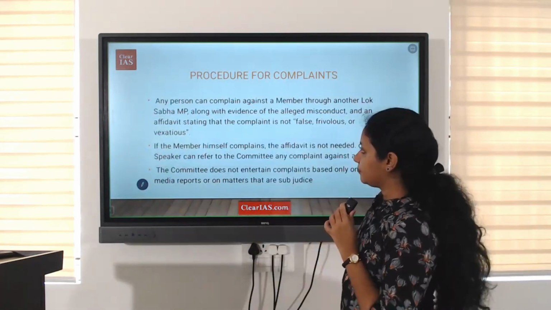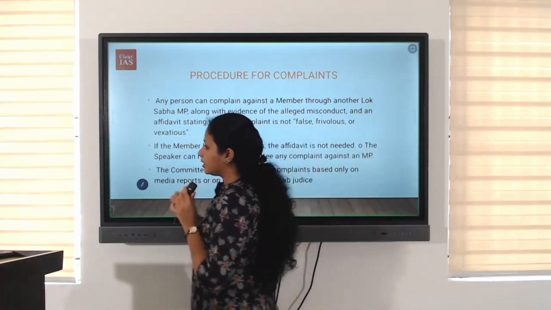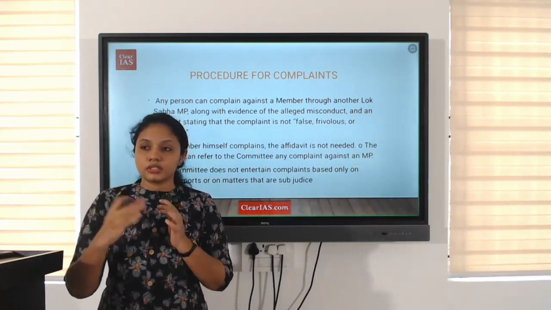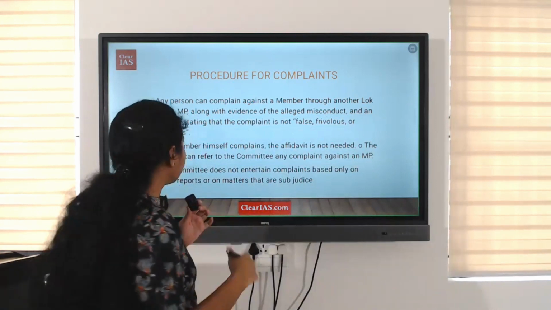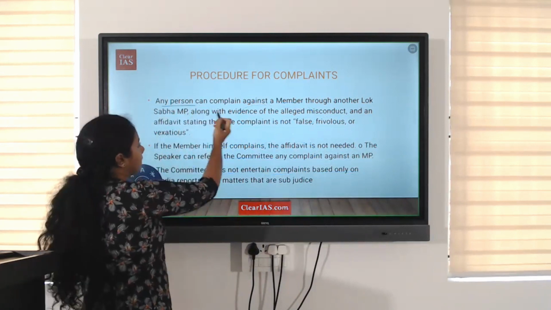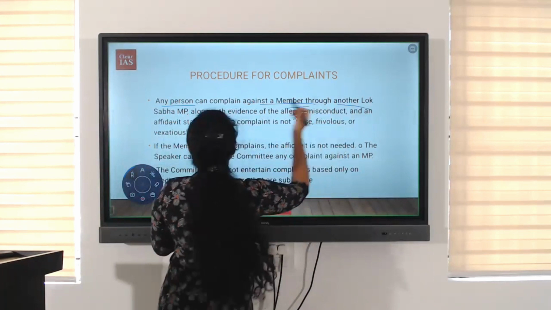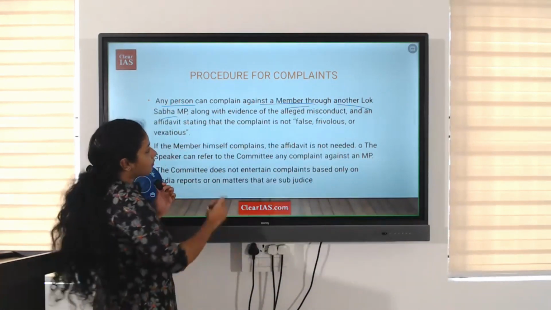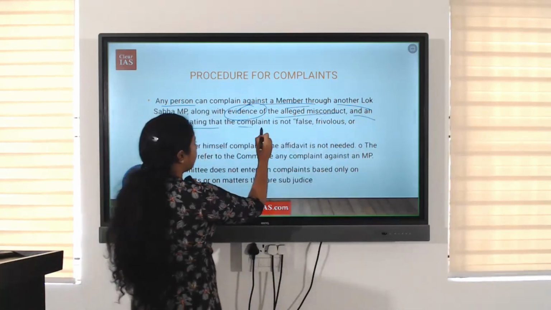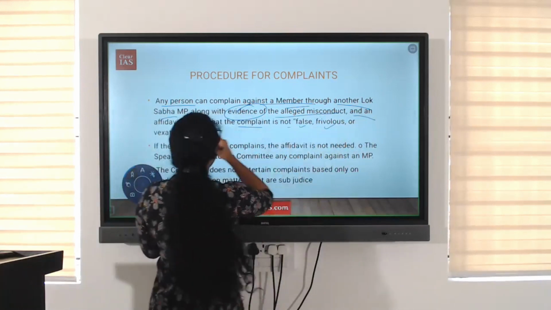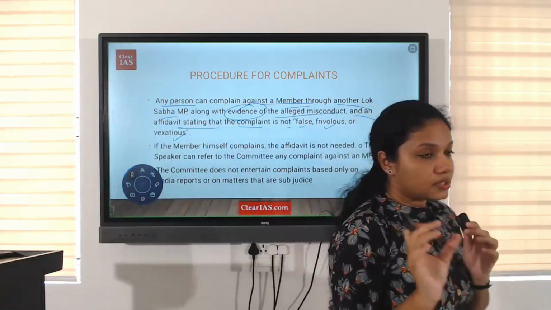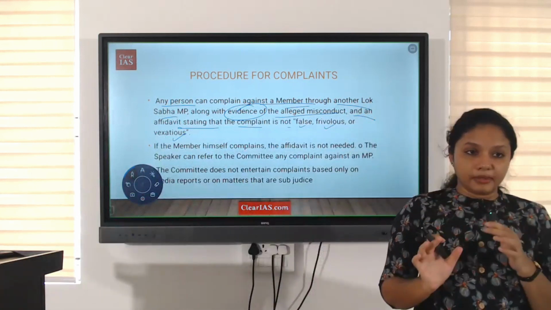Clear? Okay. Now, if we give a complaint to the Ethics Committee, what is the procedure for resolving it? First, any person can complain against a member through another Lok Sabha MP, along with evidence of the alleged misconduct and an affidavit stating that the complaint is not false, frivolous, or vexatious. That is, it should not be something cooked up. It should be a real complaint.